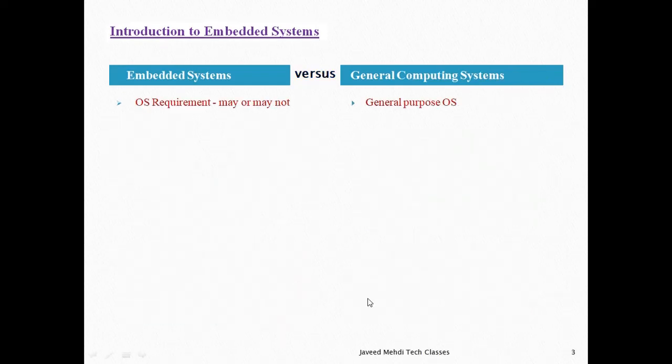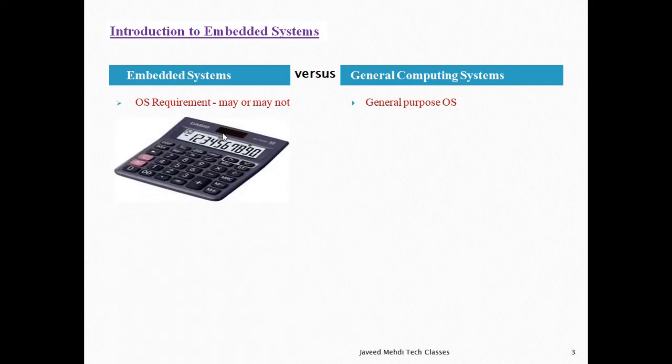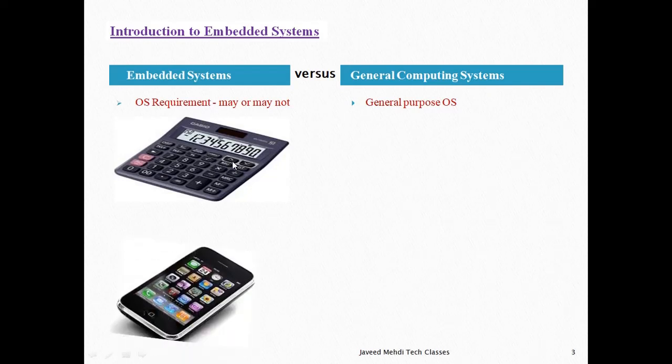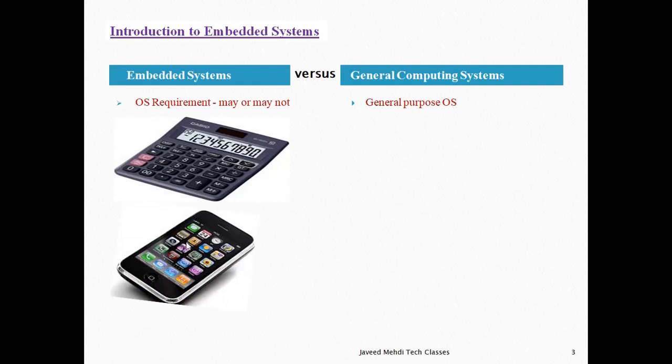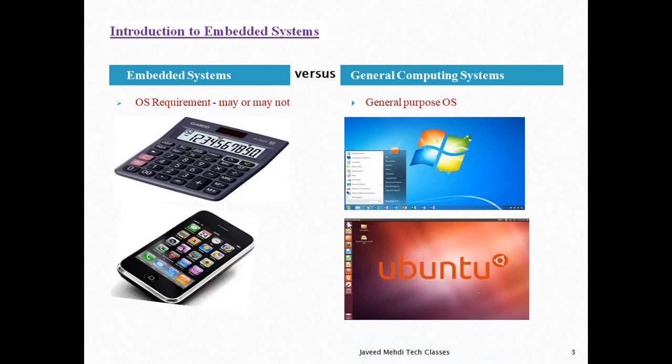In embedded systems, the requirement of operating system may or may not be there. Whenever you have to perform a single task in an embedded system at once, for such embedded systems, operating system is not required. For an example, see this calculator. And if you have an embedded system where it has to perform multiple tasks at the same time, then to design such embedded systems, you need to have operating system. Whereas in general purpose computing system, operating systems are essentially needed, like Windows or Linux, etc.